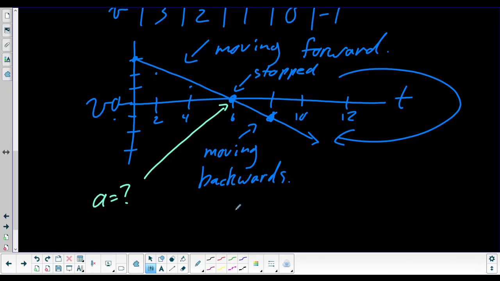The obvious wrong answer that students say more often than they'd like to admit is they say it's 0 meters per second squared. That is 100% not true.